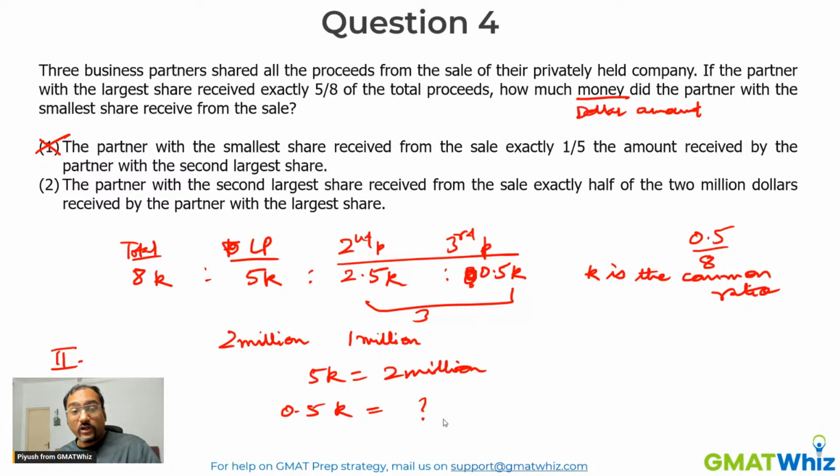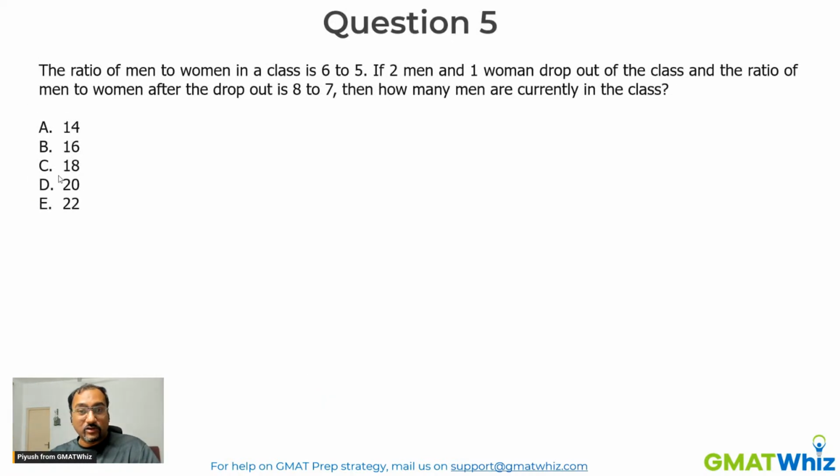Okay, so if you want, you can do the math, but it's not required at all. So I know the ratio of the individual partner shares. I also know the total amount, so I can easily find the answer using statement 2 alone. So B is the correct answer in this particular case. Okay, guys. So with that, let's move forward to question number 5.